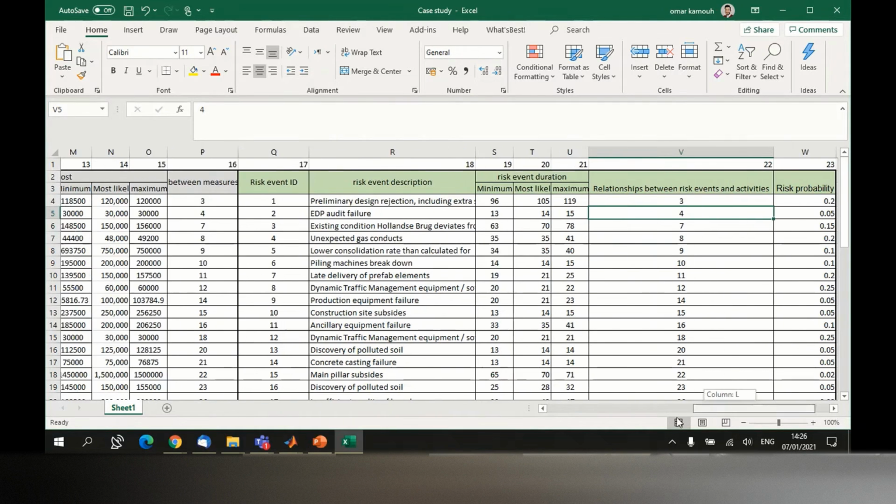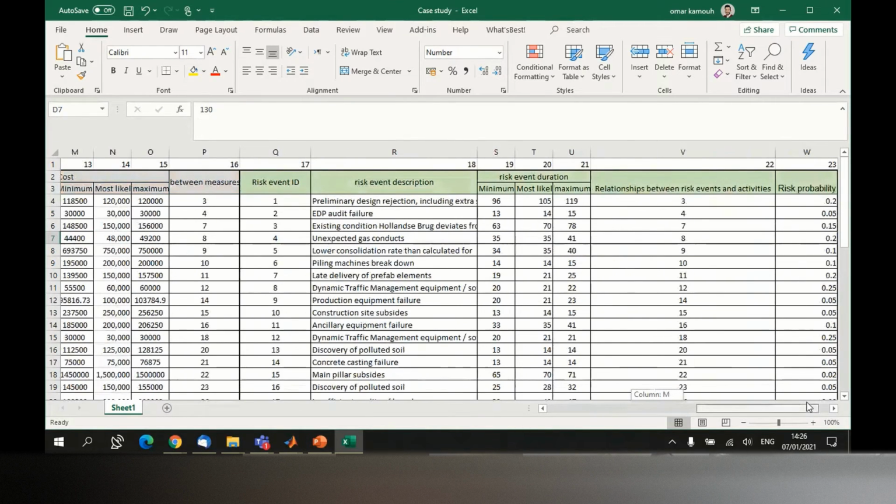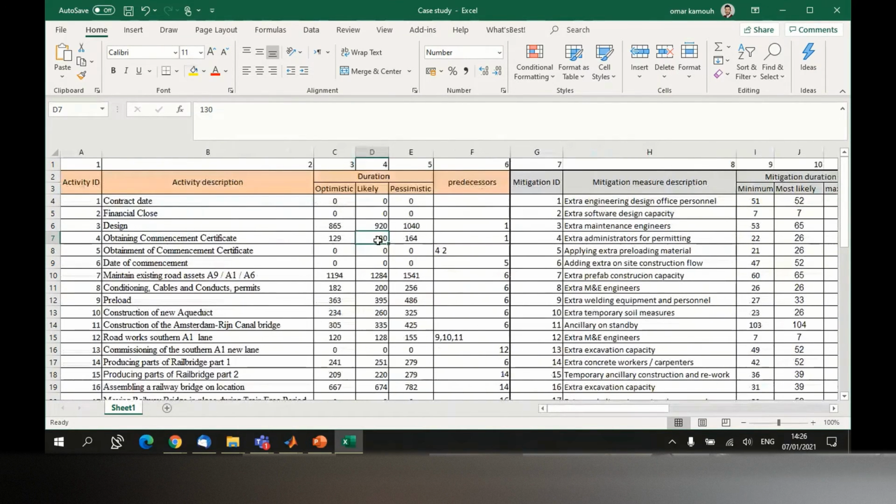So you go to 4. Well, you don't go, the mitigation controller will do it for you. So assume that the duration of activity number 4 is 130, and we have 15 days from the risk, so it's going to be 130 plus 15, which is 145. This is how risk events affect the activities. So they add duration to your activities.